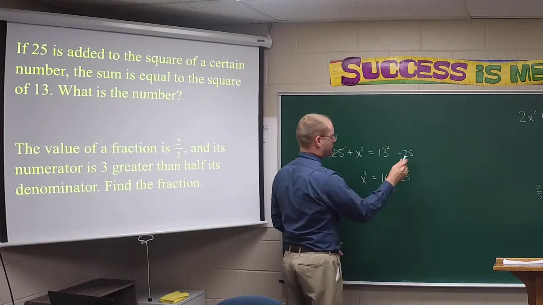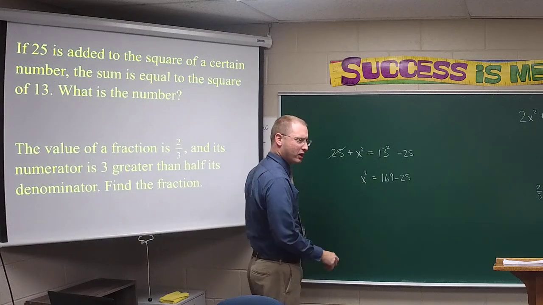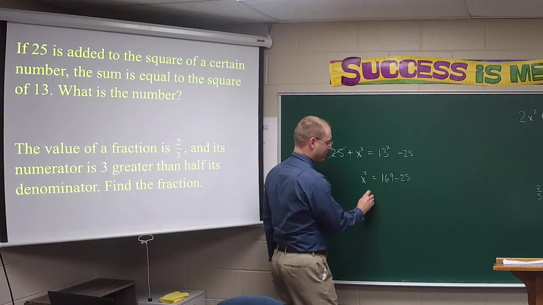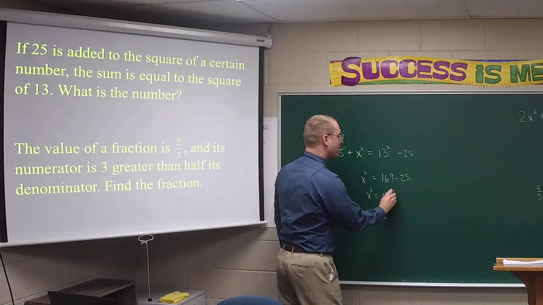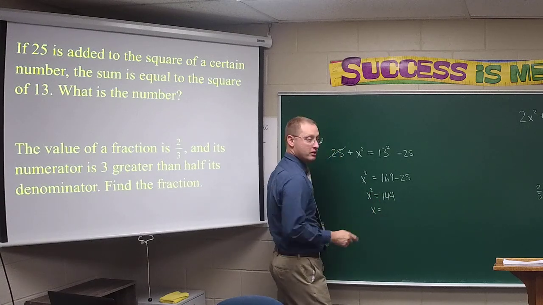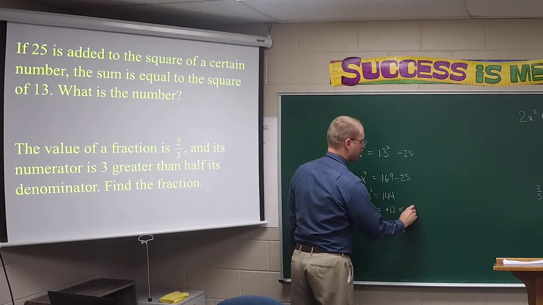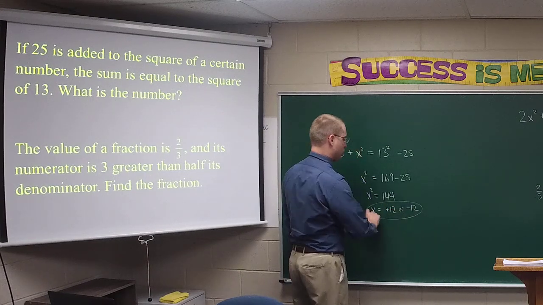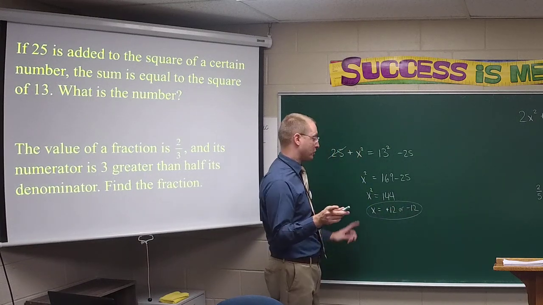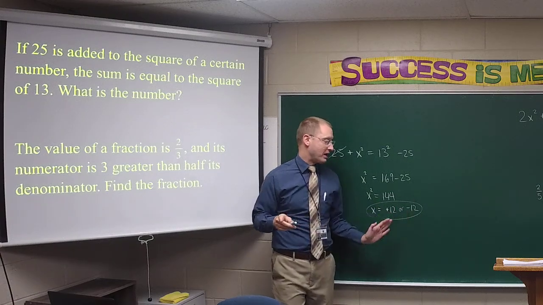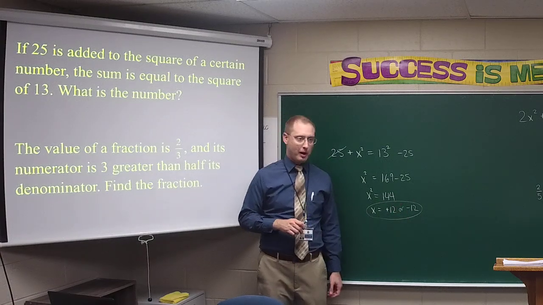And subtract 25. We can do that in our head too. We're smart. 144. See, I told you. And so what do we get for our number? X equals positive or negative 12. Good. It's one of those two. It's a number. It's not both. It's either one or the other. Both answers could answer the problem.